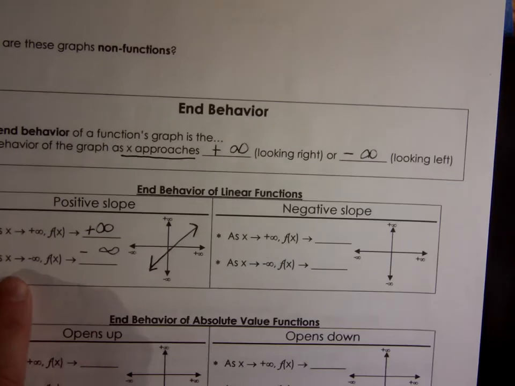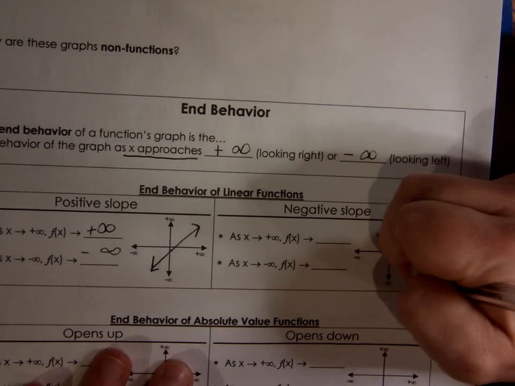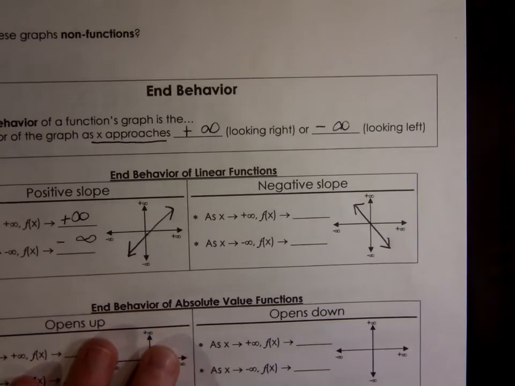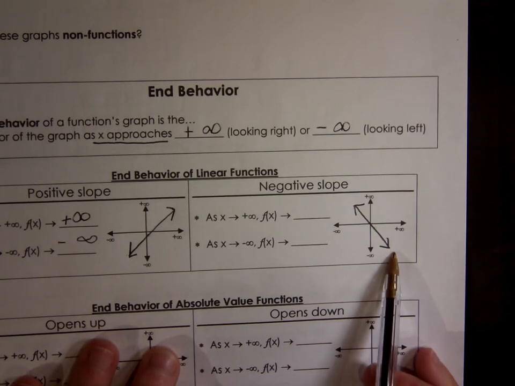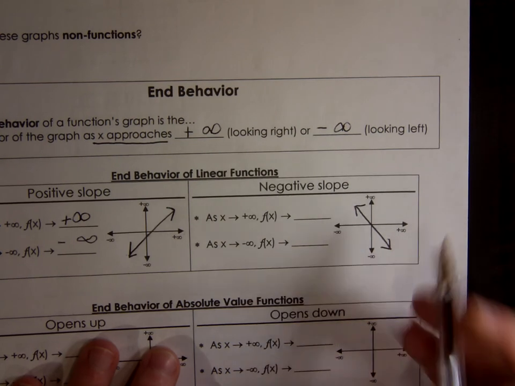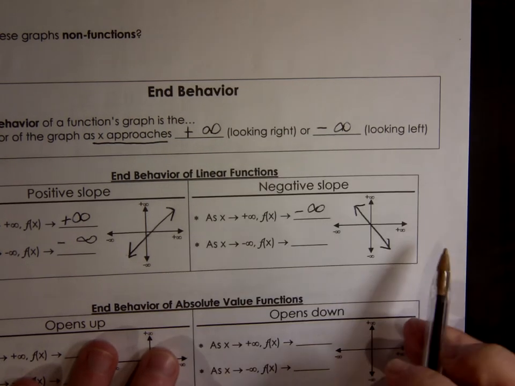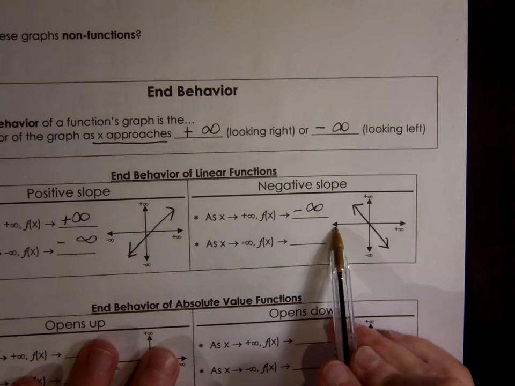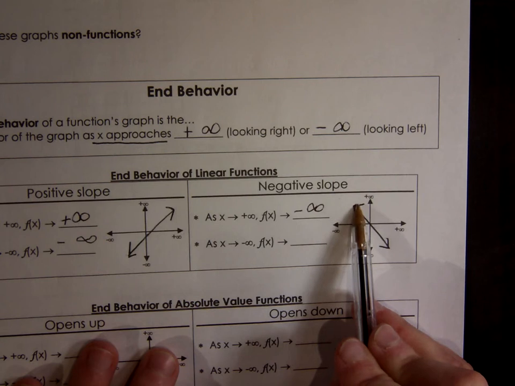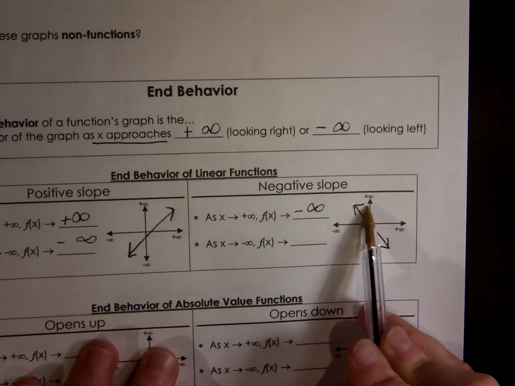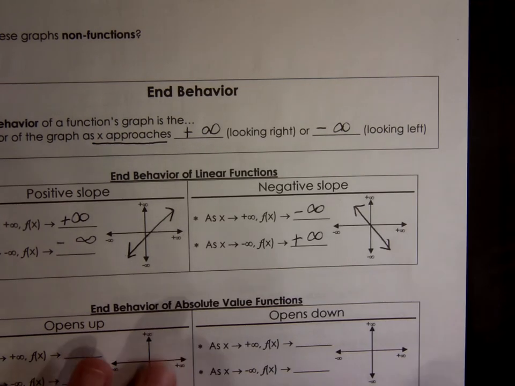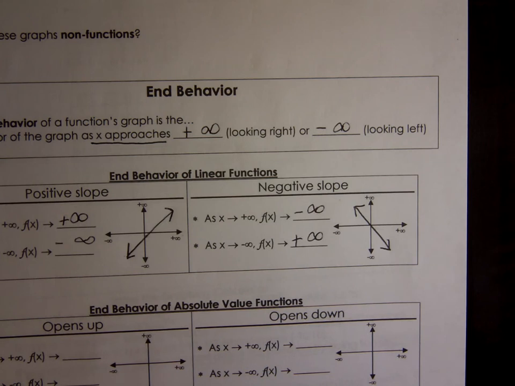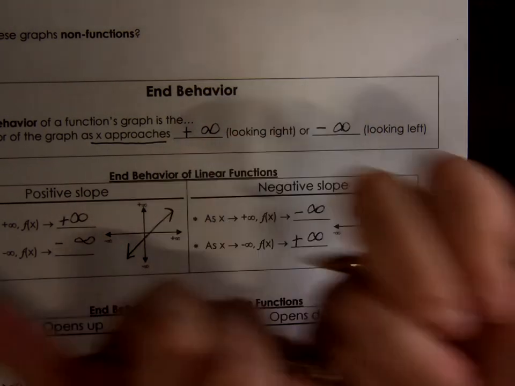If we were to draw a linear function with negative slope, as x approaches positive infinity, we have an arrow pointing down. That means that our function is approaching negative infinity. And as x approaches negative infinity, our function has an arrow pointing up, indicating that our y values are approaching positive infinity. And that is for linear. Linear or odd functions tend to have end behaviors that are going in opposite directions. So one's going one way, one's going the other way.